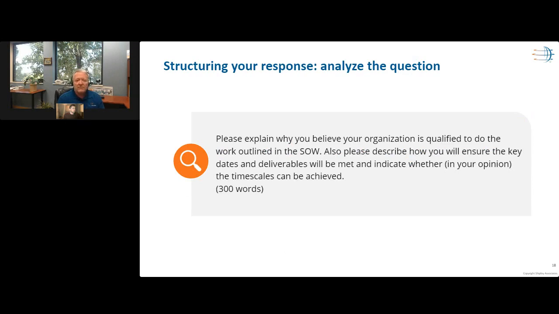Notice this little paragraph. Here's a little cutout from a potential request for proposal, a tender, an RFQ, whatever. Just a simple, straightforward paragraph.